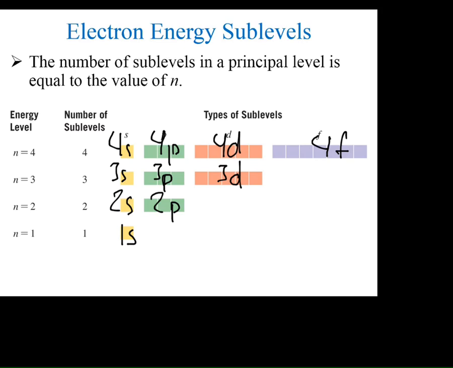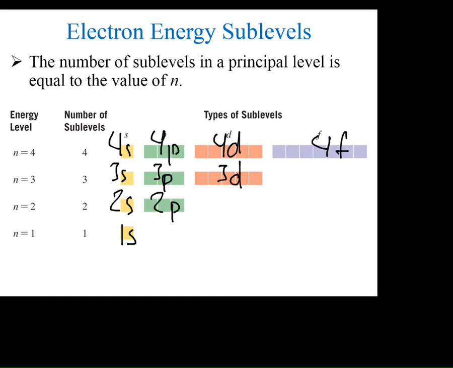Sorry, so could level 3 have 3 S's and 3 P's and 3 D's, or is it just that you can have 3 S's or 3 P's?